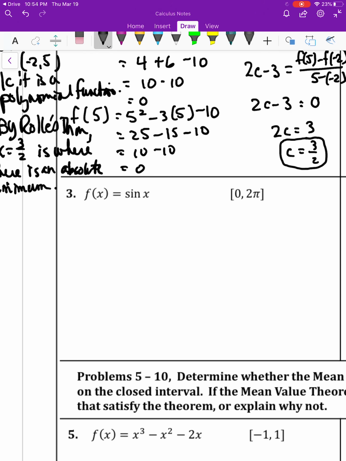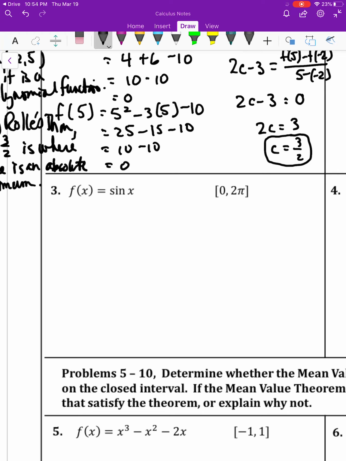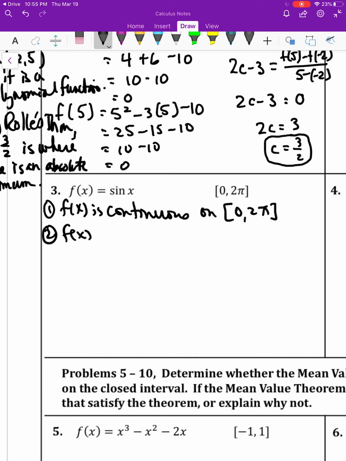And so you're going to be doing the same thing here on number 3. You know the sine function is differentiable and continuous. Continuous on the closed interval, differentiable on the open interval. So you could say, well, first, f of x is continuous on [0, pi]. f of x is differentiable on the open interval (0, pi).